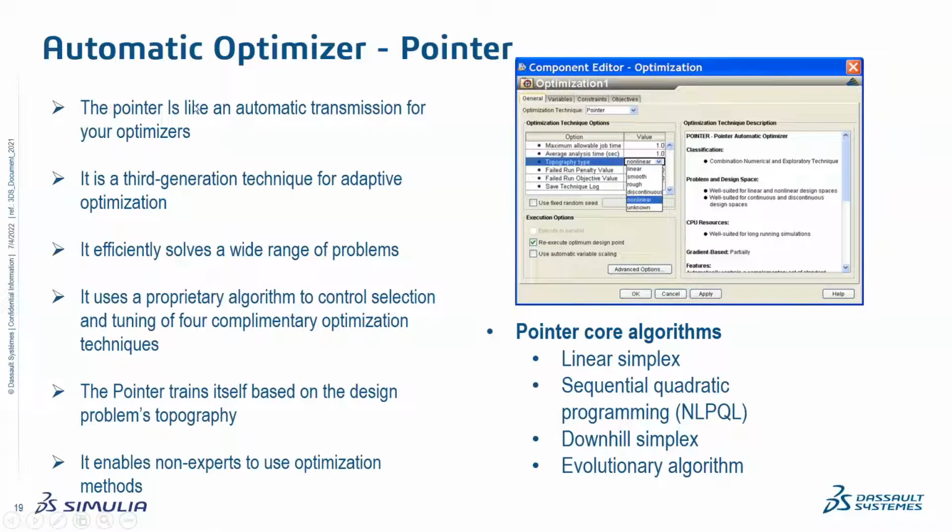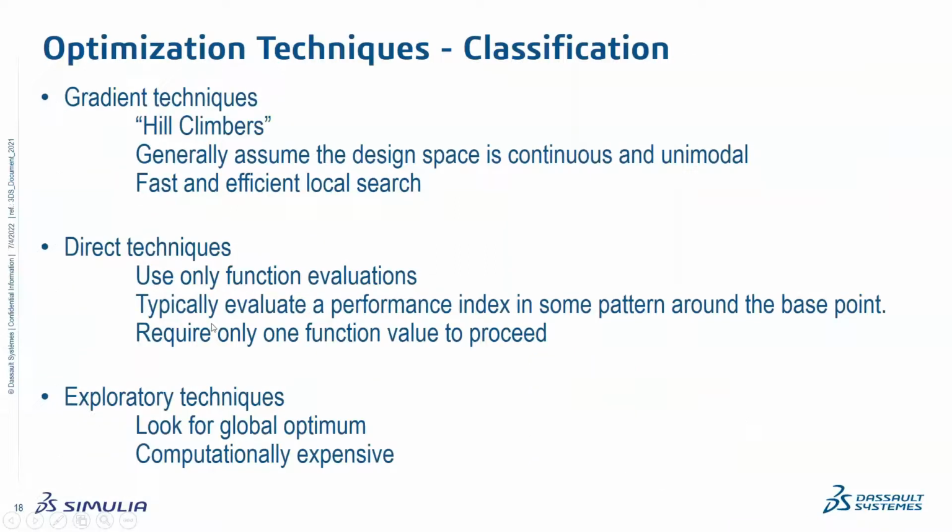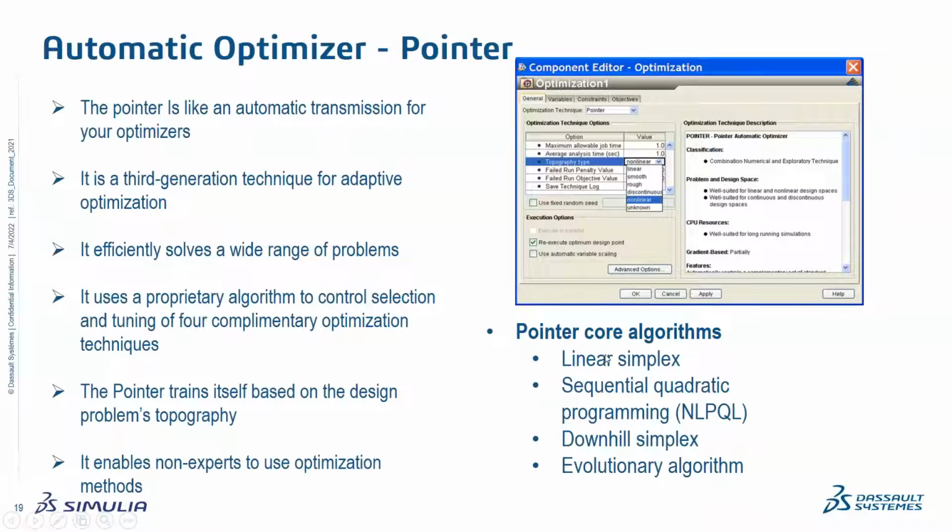And now we have something called the pointer technique, which is an automated technique, where the tool itself takes care if the user is new to optimization and is not sure which technique to use. He can directly use this pointer method. It has inbuilt algorithms in it, like the linear simplex, NLPQL, downhill simplex and evolutionary method. Each one of these techniques is added to the pointer method technique.